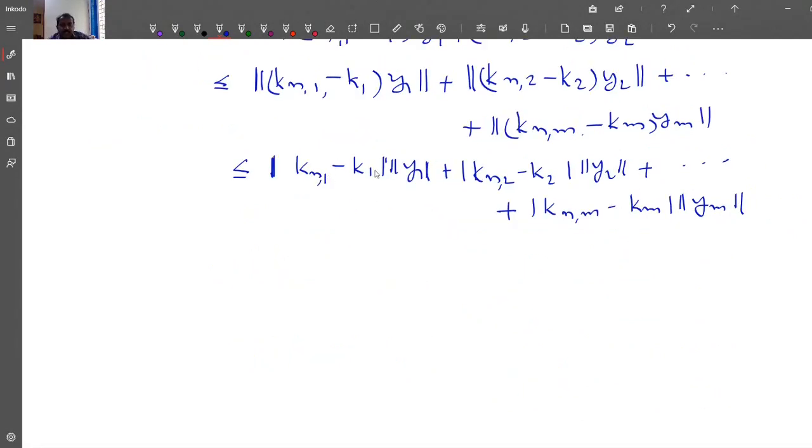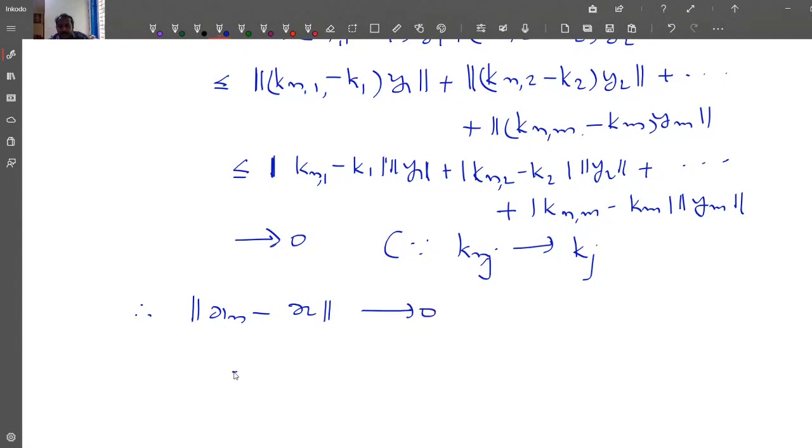And we have k_nj tends to kj. So k_n1 tends to k1, k_n2 tends to k2, etc. So this tends to 0, since k_nj tends to kj. Therefore, the norm of x_n minus x tends to 0. Therefore, x_n converges to x.